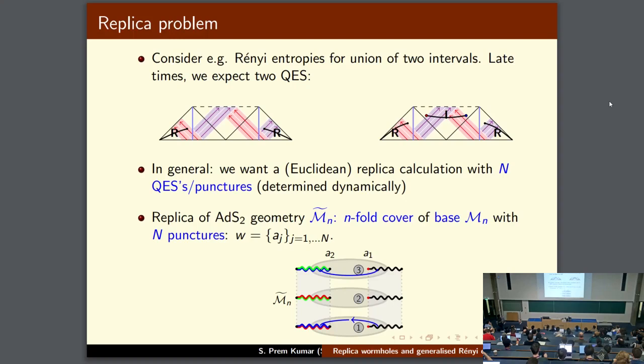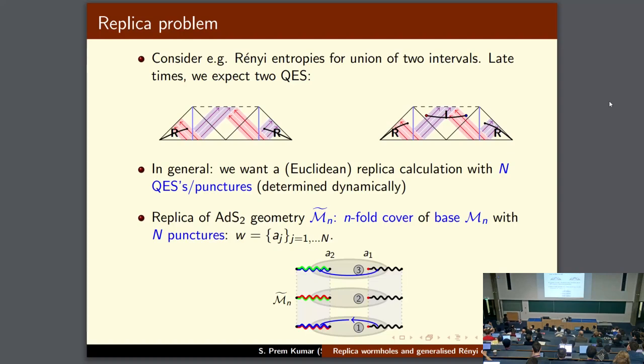So if you want to think about general situations where we have general numbers of intervals, we are forced to think about a number of quantum extremal surfaces, in this case 2, but in general you want to do a replica calculation where you have n quantum extremal surfaces or n punctures whose locations are determined dynamically. So in the Euclidean picture, doing the replica trick on AdS2 involves taking n copies of the disk, in this case 3 copies, and we have 2 quantum extremal surfaces in this example. We have branch cuts, and the disks are glued cyclically across the branch cuts.